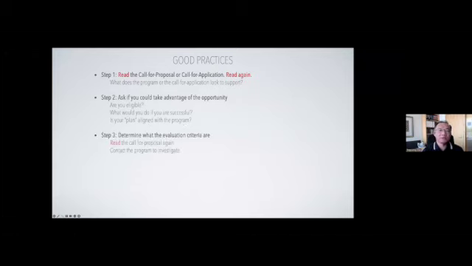Step three, determine what the evaluation criteria are. Every conference, every program, every grant, every imaging center has evaluation criteria. If you're not sure, read the call for proposal again, and after you have read it again, contact the program to investigate. Step four, understand what is being asked of you in the application.